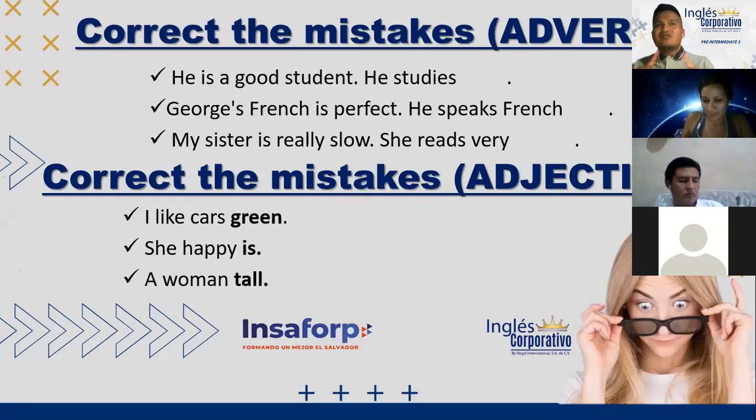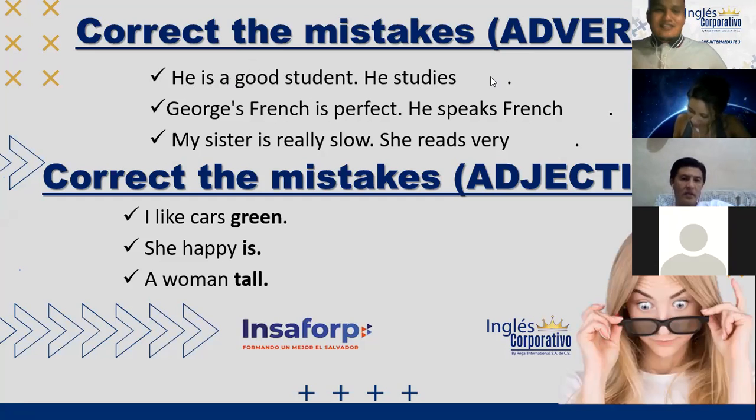Do you remember yesterday, the last slide, la última diapositiva, there were 3 rules. The first rule said that we add ly to most of the adjectives to create an adverb. In the second rule, some adjectives do not change when they become an adverb. And the last rule said that some adjectives change completely when they become adverbs. So in este caso, la palabra que tenemos ahí, que es un adjetivo, es good. Y cuando la convertimos en adverb, se convierte en la palabra well. So the answer is, he is a good student. He studies well.